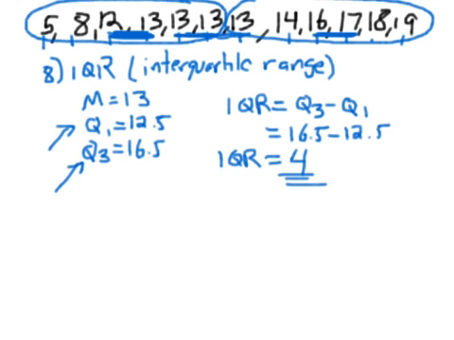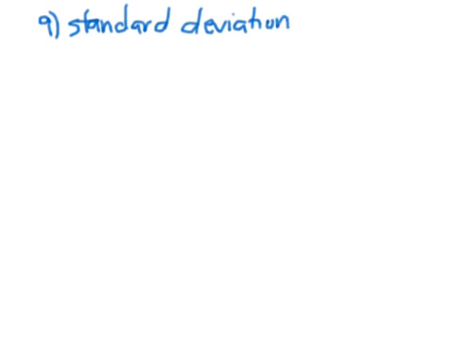Okay? Moving on a little bit, next important idea, number 9 I'm going to call this, standard deviation. Big idea in statistics. You're going to see this over and over and over again. And standard deviation, the symbol we use for it is S. And what does standard deviation mean?